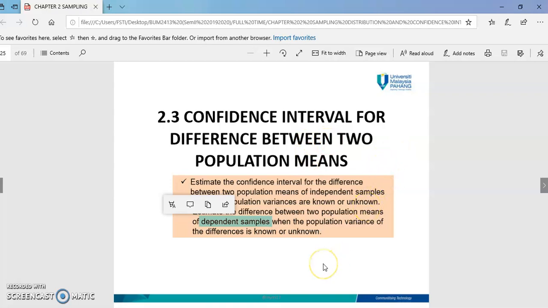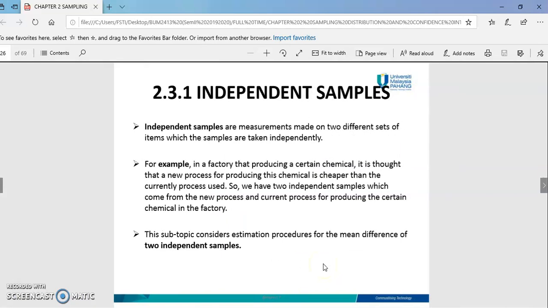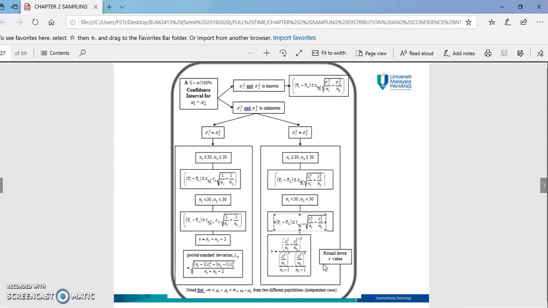So we will discuss the independent sample first. Independent sample is totally two different data from two different subjects. So here we go. It will be a little bit more complicated than 2.2. In 2.2 we have three different formulas that we need to consider, but in this subtopic 2.3.1 we have 5 different formulas to consider.